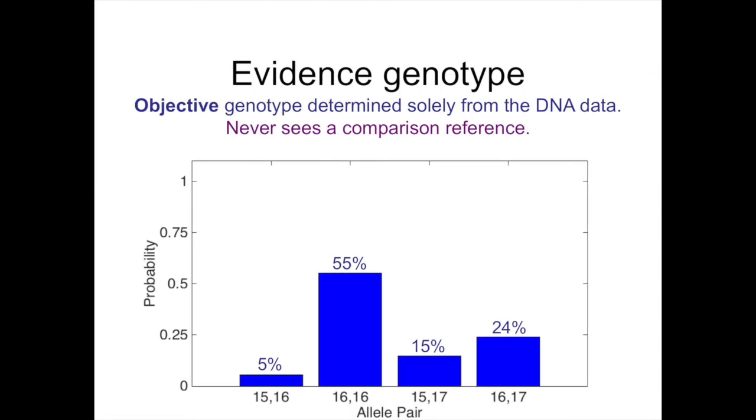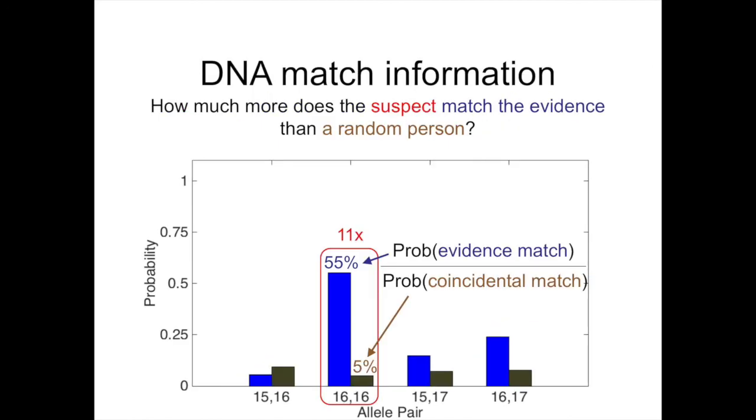And this is what an evidence genotype looked like in this case. Of the 100 or so possibilities, we see a list of four possibilities. They're indicated on the bottom. A 15:16, a 16:16, a 15:17, and a 16:17. Those are the four possibilities where most of the probability went to for that first blue contributor. The height of the bars is their probability. Anything could be possible, and often is. This is just what the probabilities are.